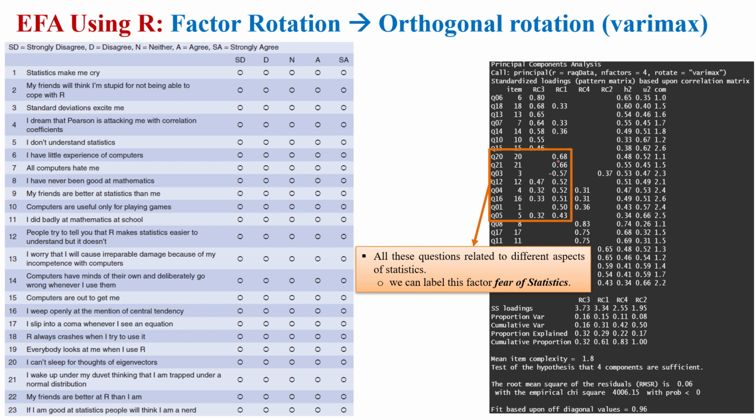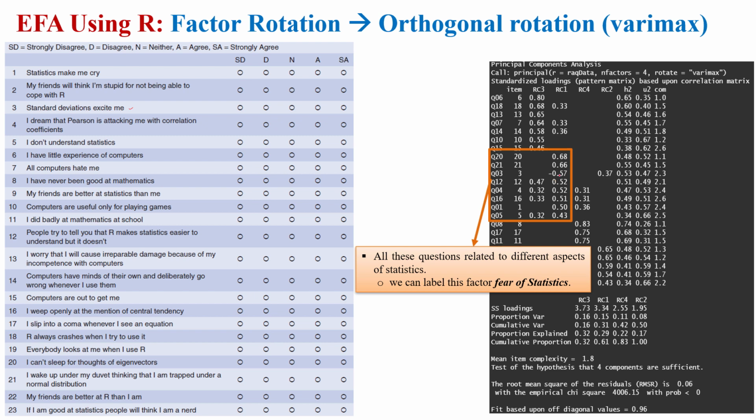Question number 20: I cannot sleep for thoughts of eigenvectors. The eigenvector is from a mathematical perspective. Question number 21: I wake up under my duvet thinking that I am trapped under a normal distribution. Question number 3: standard deviation excites me. Normally we ask in a negative perspective, in terms of anxiety, but here we are asking in the positive, that it excites me. So this question is the inverse, and that's why the factor loading is negative.